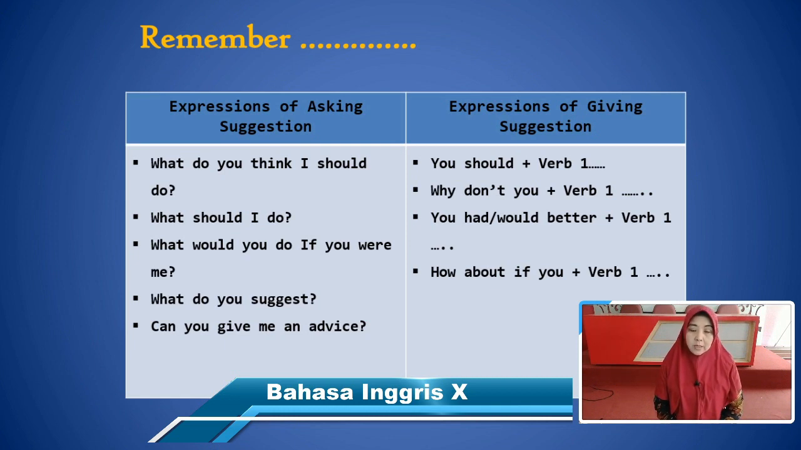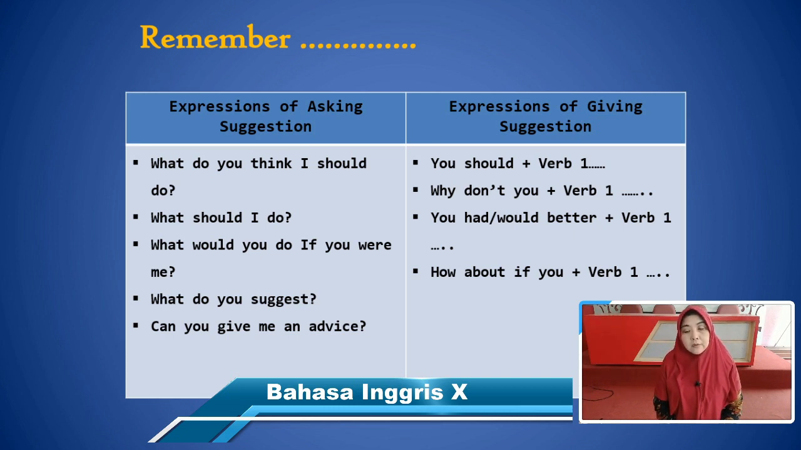ask with the following questions, such as, what do you think I should do? And the next, you can say, what should I do? And the next sentence, there is what would you do if you were me? And what do you suggest? And can you give me an advice?